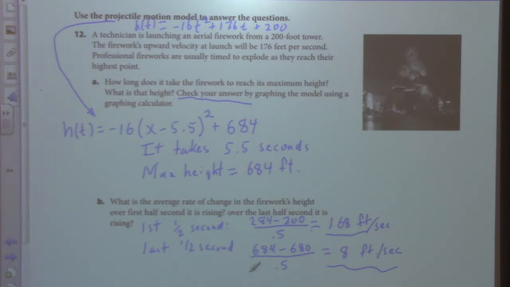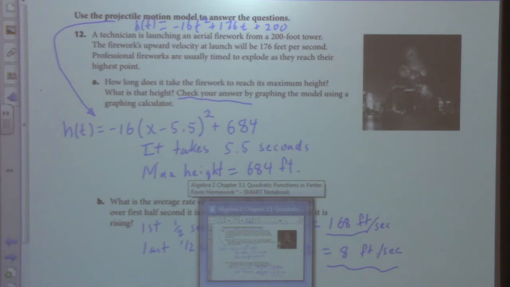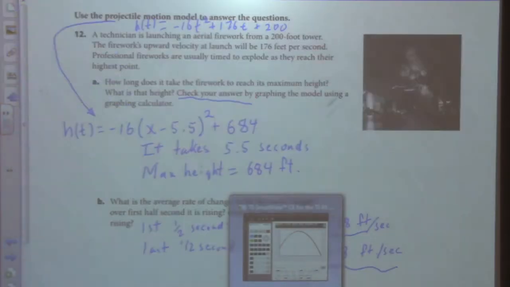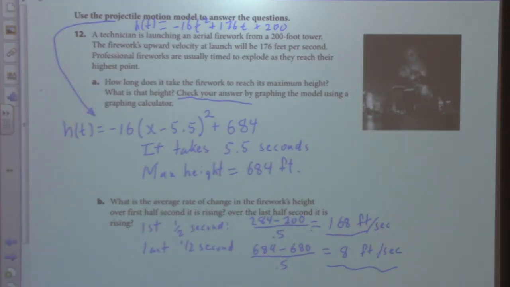Now, even if you don't have a CE calculator with the color, you can still do it. But what you have to do is change the line thickness. Do you know what I'm talking about? So we could do that at some point. And then you can look at the table view and other stuff. Let's go ahead and look at problem number 13.